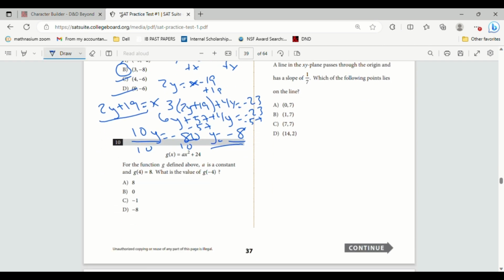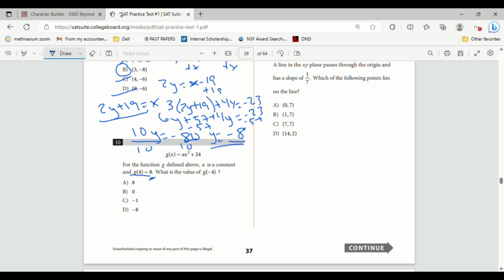Number 10, g of x equals ax squared plus 24. And so for the function g defined above, a is a constant and g of 4 equals 8. What is the value of g of negative 4? And so when solving equations, you might be plugging in values for x, and so it's important to be familiar with this notation. G of 4 means that any variable with parentheses next to the letter means you're plugging in 4. So g of 4, meaning plug in 4 for x, equals 8.